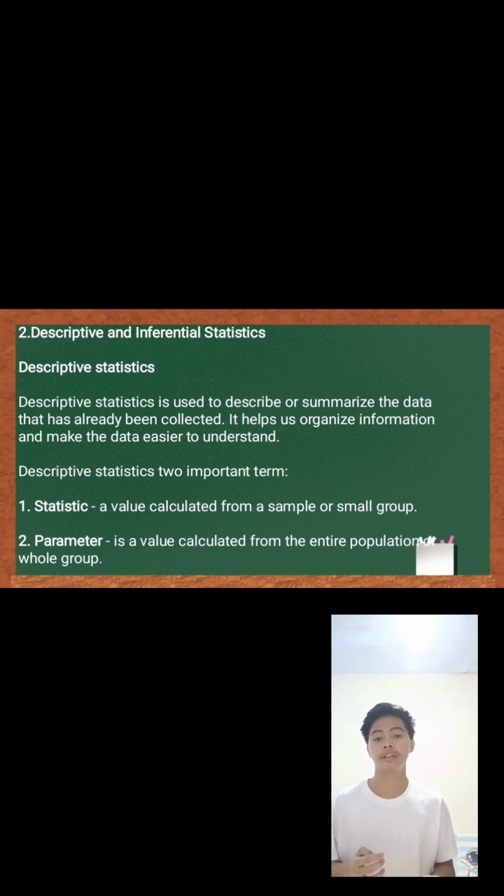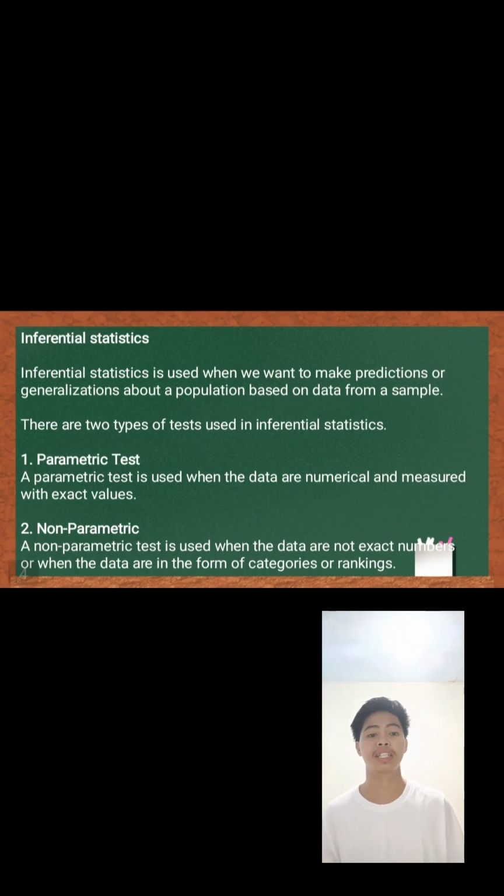There are two important terms in descriptive statistics. First is statistic and second is parameter. A statistic is a value calculated from a sample or a small group. And second is the parameter. A parameter is a value calculated from the entire population or the whole group. Understand? So the second main type of statistics is inferential statistics.